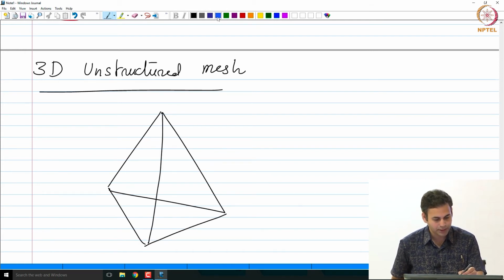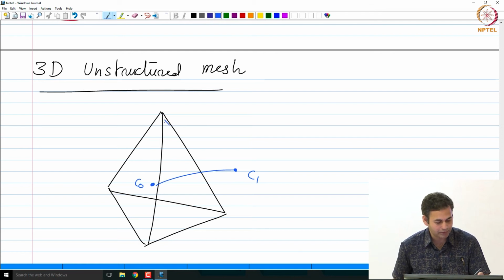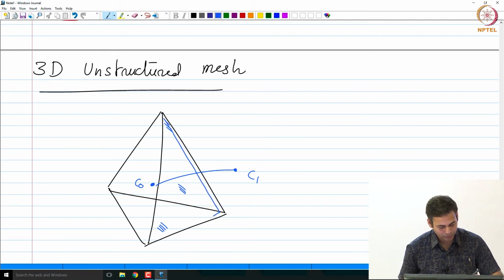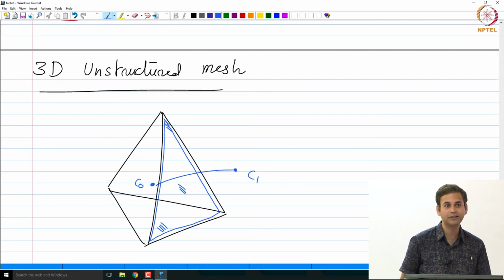We have the cell centroid somewhere here, let us call this C0. This is connecting to another cell centroid, that is C1. Now, we are talking about one particular face, that face happens to be this one, which I have highlighted, out of the tetrahedra. Now, can you calculate partial phi, the secondary gradients in this context?